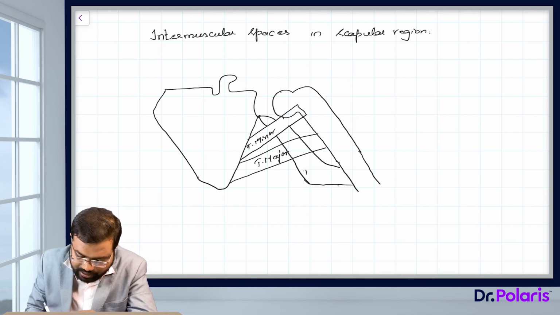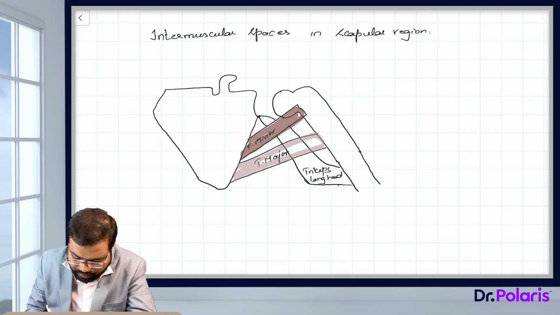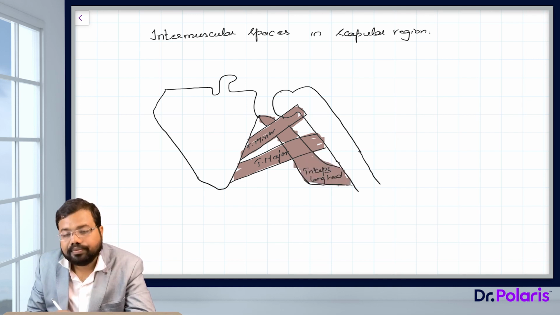So let's imagine this is a triceps long head, and these are the muscles. One is the teres minor in the upper part, teres major in the lower part, and this is the long head of triceps.